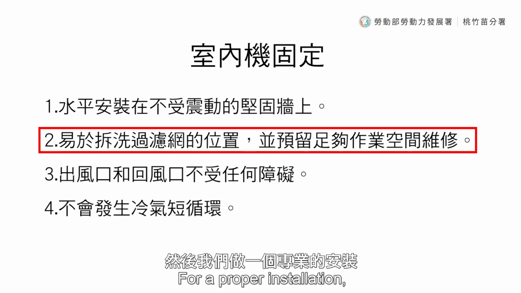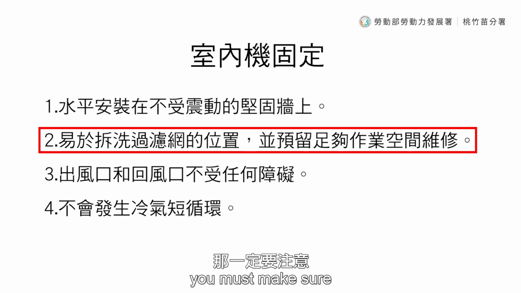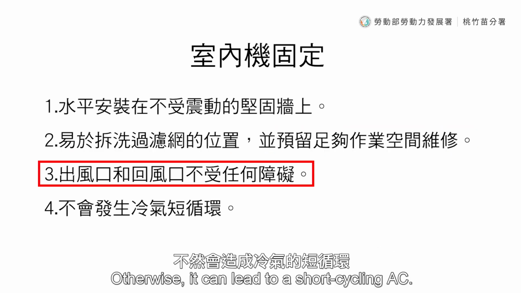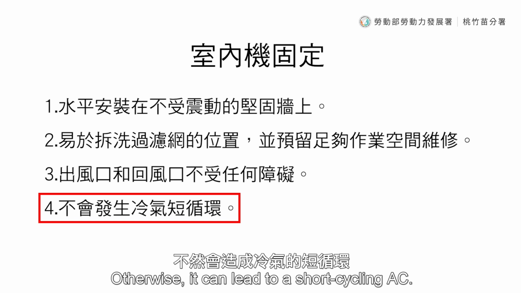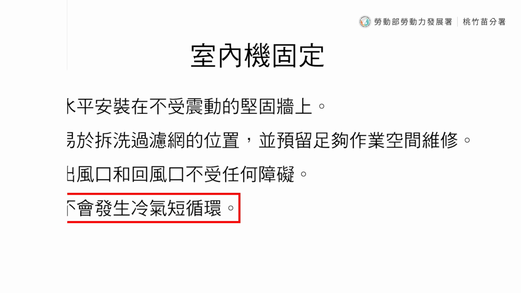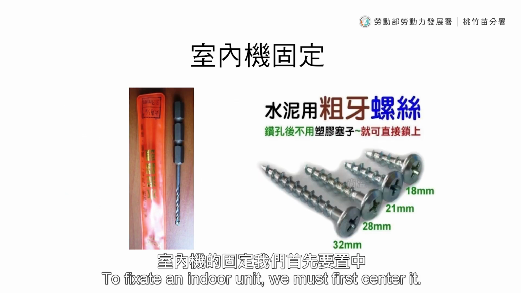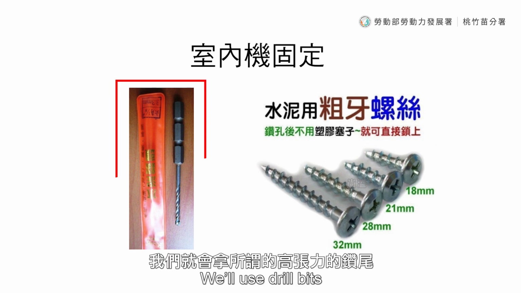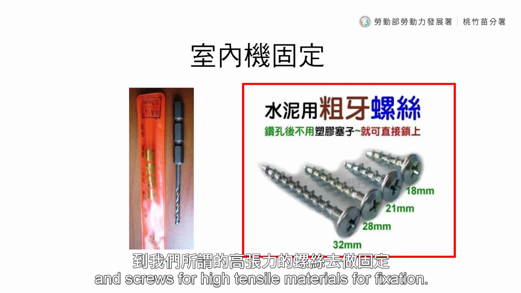For proper installation, you must make sure there are no obstructions near the supply vent and return vent. Otherwise, it can lead to short-cycling AC. To fixate an indoor unit, we must first center it. When centered, we'll use drill bits and screw for high tensile materials for fixation.